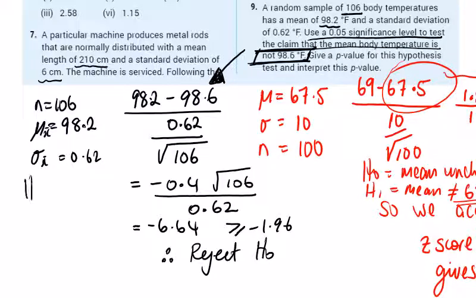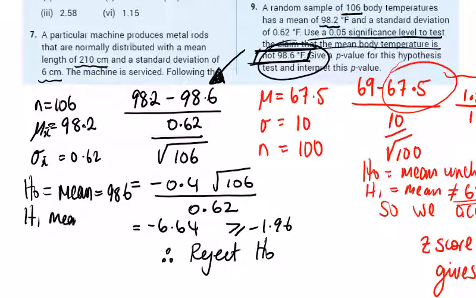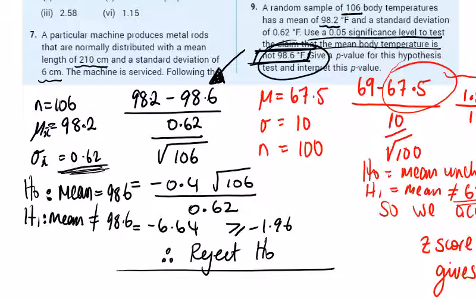And now you're going to go back and say H0: mean equals 98.6, we were testing 98.6. H1: mean not equal to 98.6. So continue on, reject H0, evidence to suggest that the mean is not equal to 98.6, and obviously it's based on this standard deviation here. We'll keep this number really big, 6.64. I've never seen one that big, but it's pretty substantial.